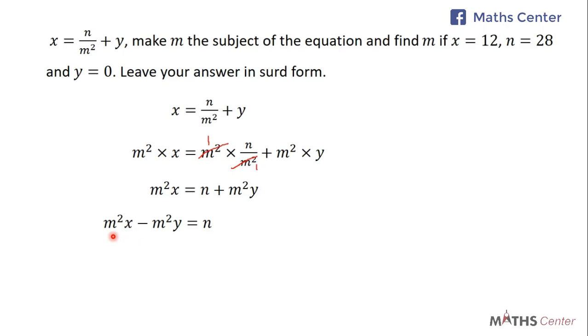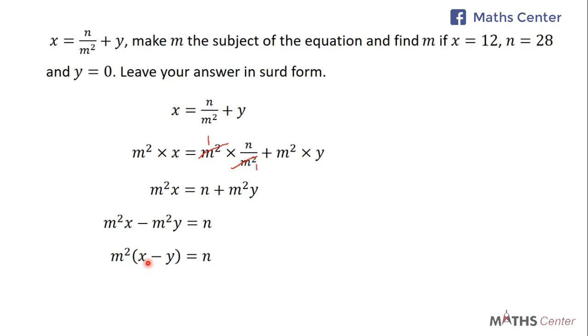Now what do we do from here? We want to make m the subject. So we are going to factorize m squared out, since that is what we want to stand alone. If you factorize m squared out, you are going to get m squared into bracket x minus y is equal to n. I'm sure that by this time you are conversant with why we are putting x minus y in a bracket. We've explained it all along since we started.